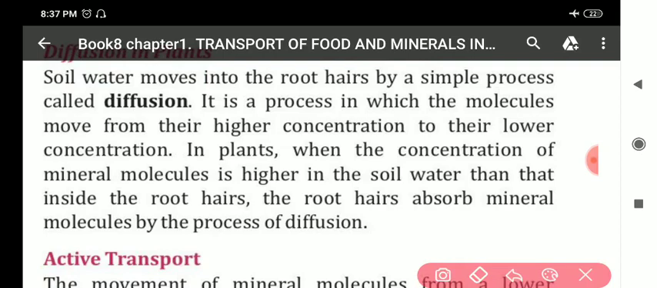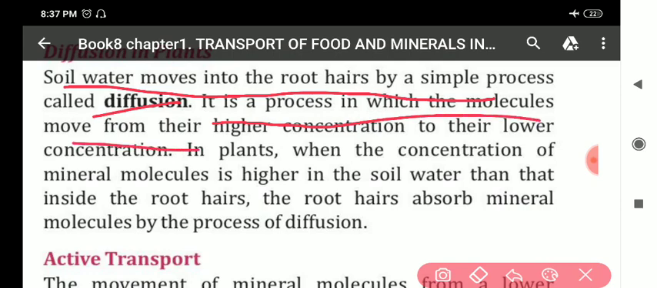Diffusion in plants: soil water moves into the root hairs by a simple process called diffusion. We have already seen the definition of diffusion in the earlier video. It is a process in which the molecules move from their higher concentration to their lower concentration. In plants, when the concentration of mineral molecules is higher in the soil water than inside the root hair, the root hair absorbs mineral molecules by the process of diffusion.